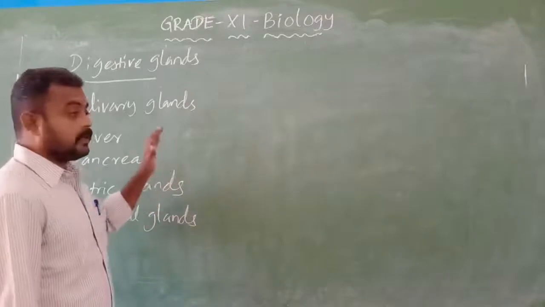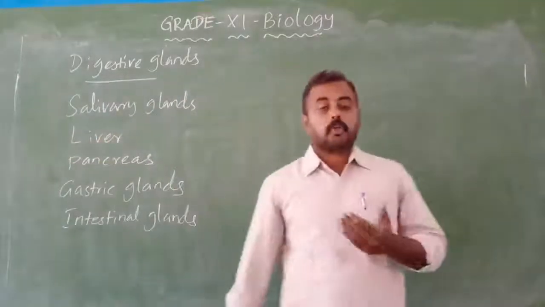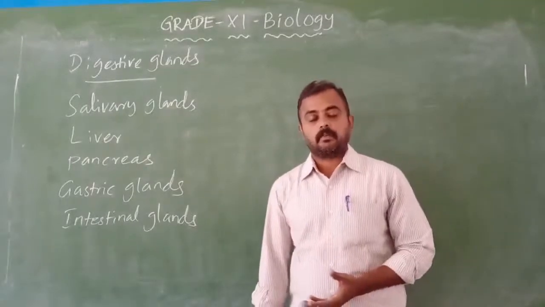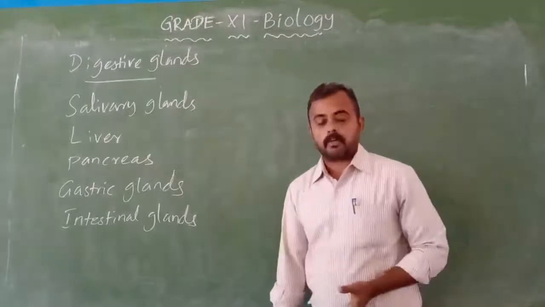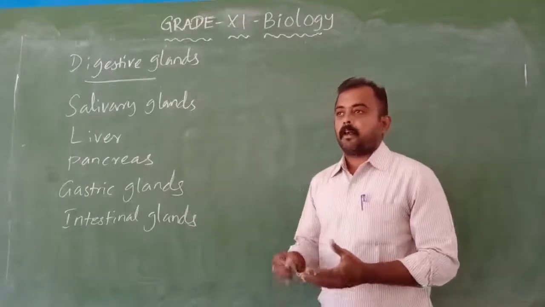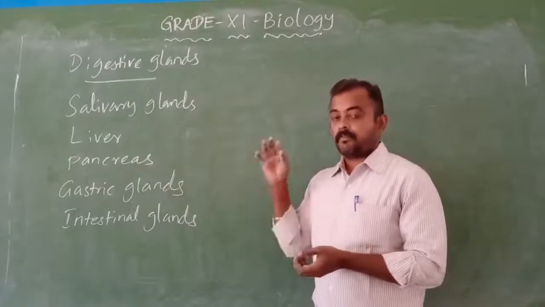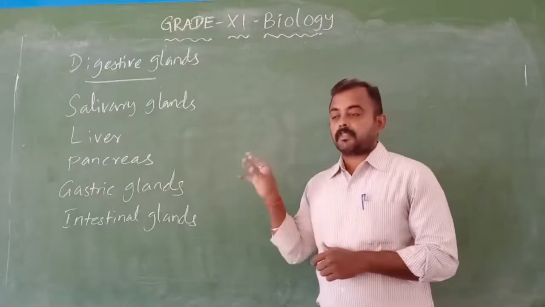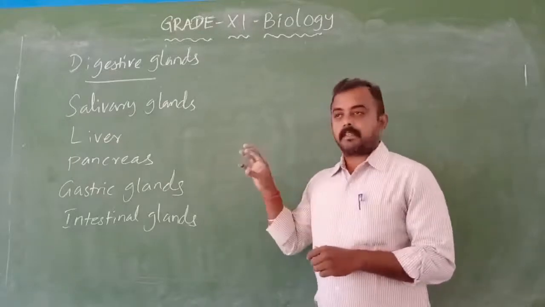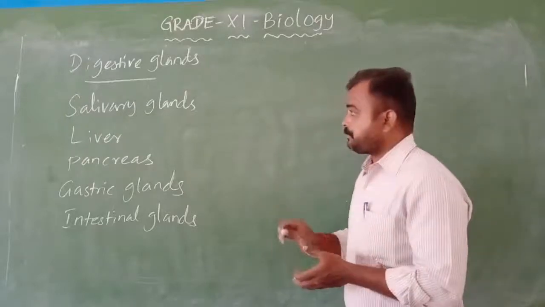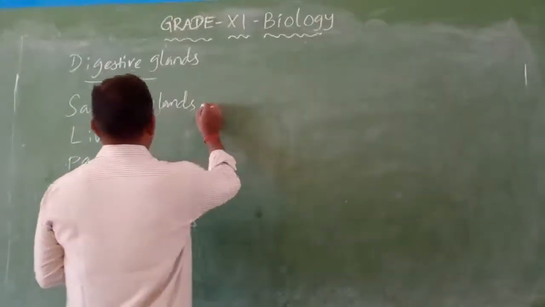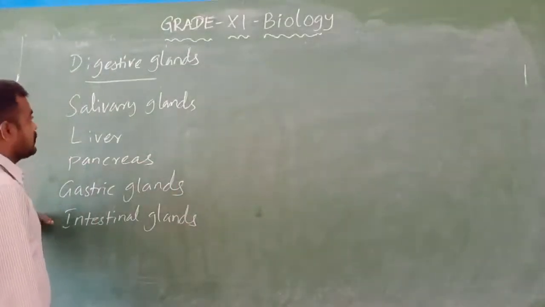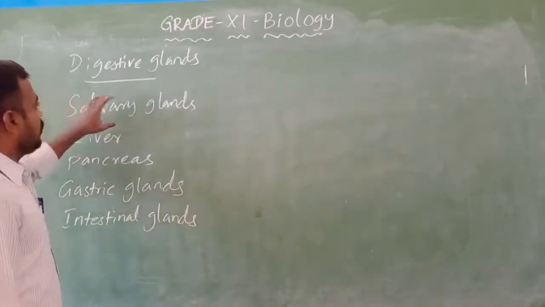Actually, human physiology also comes in the 12th standard, so it is very important. Already I said how many marks come from the digestive system, from respiration, and from the excretory system; that is explained later. Okay, right. First one, salivary glands. Second one, liver. Then pancreas, gastric glands, then intestinal glands.